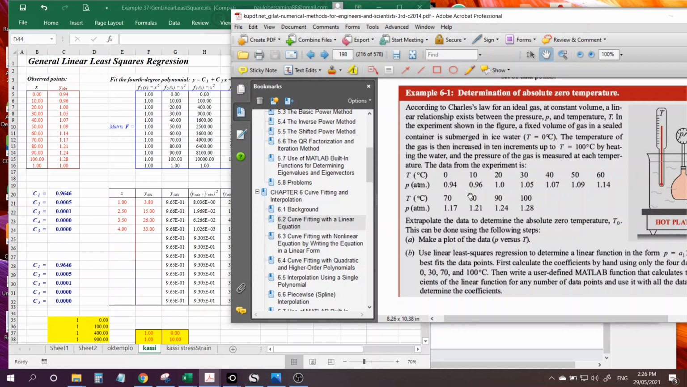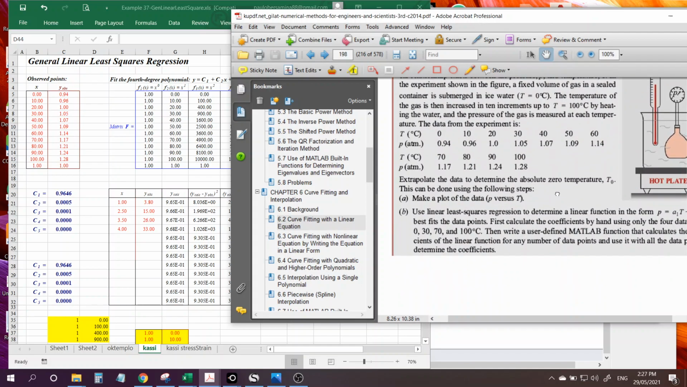So if you will see, I plot this data. So the observed is this column: 0.94, 0.96, 1, 1.05, 1.07, 1.09, 1.14, 1.17, 1.21, 1.24, 1.28. So that's our Y matrix.